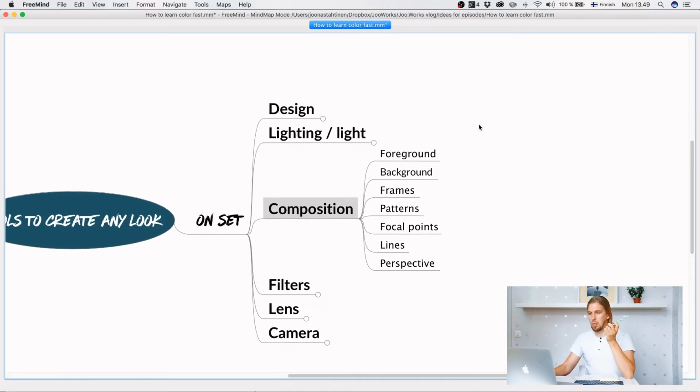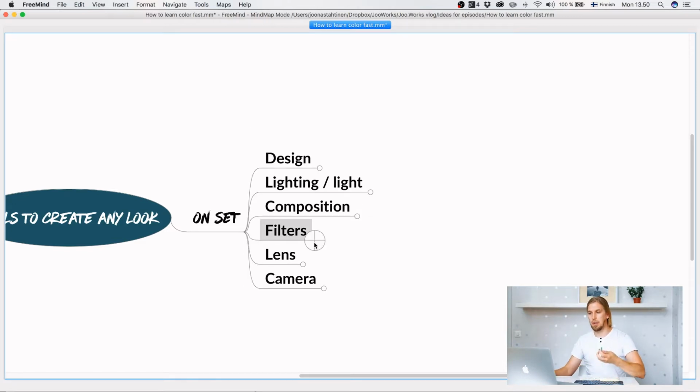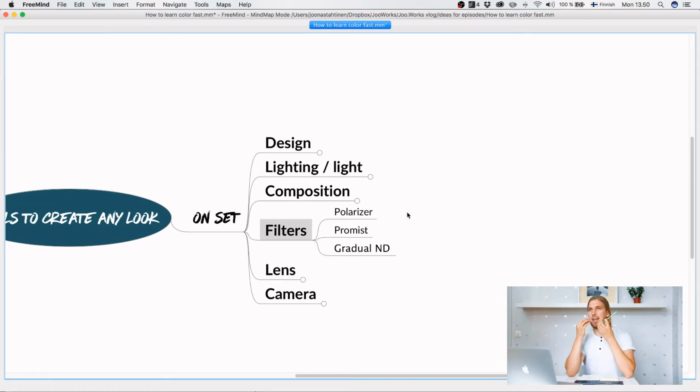Composition is a big part as well. So when I'm analyzing the composition, I think about what's in the foreground, what's in the background, what is framing the subject, what kind of patterns do I see, what is the focal point in the frame, what kind of lines or what kind of perspective do I see. Then the next part is filters. Can I notice that there's some filters being used when creating a certain look?